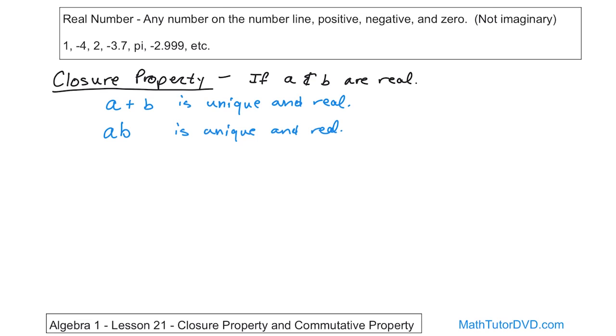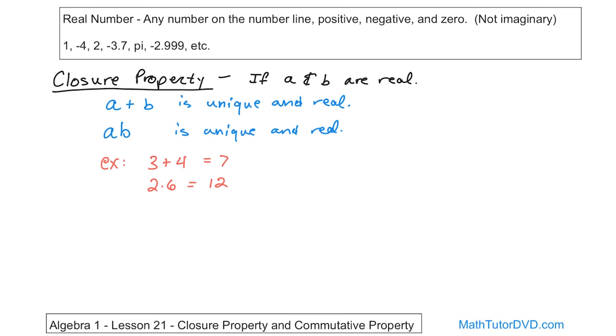And I'll just write some quick examples here, kind of obvious things here. But if you take 3 plus 4, you're going to get 7. There's only one answer there, and it's a real number because the things you started with are real numbers. 2 times 6, there's only one answer, and it's the number 12. And this number 12 is the unique answer, the only one that works as an answer for 2 times 6, and it's a real number as well.